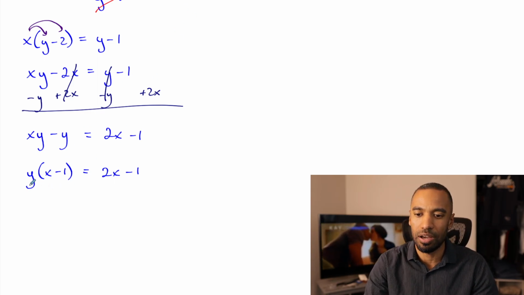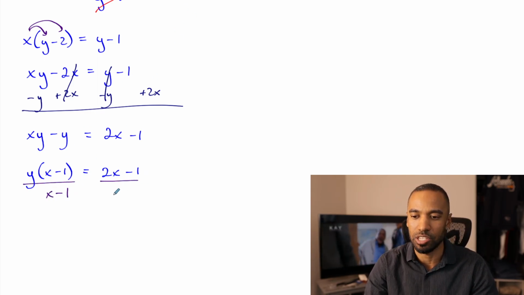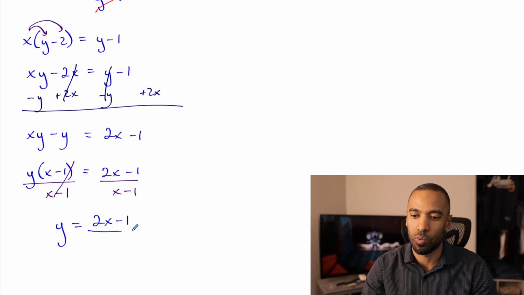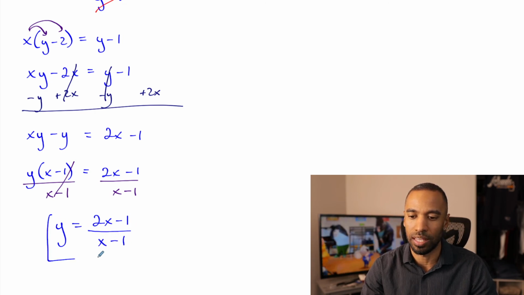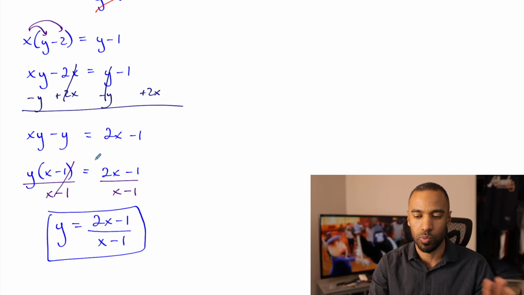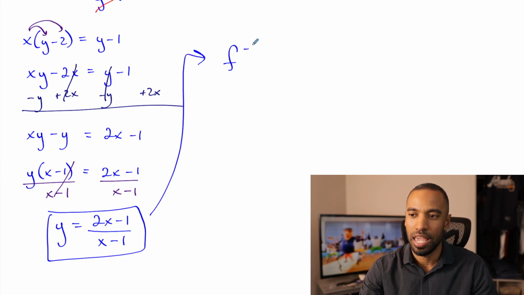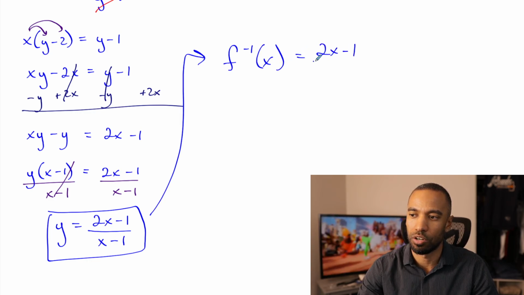So what I can do now is divide both sides by x minus 1. And x minus 1 is gone. And now I have y equals 2x minus 1 all over x minus 1, like that. No, the x minus 1s don't cancel, nothing like that. But that would be, I'm sorry, let me call it an inverse. The inverse of f of x is 2x minus 1 over x minus 1.